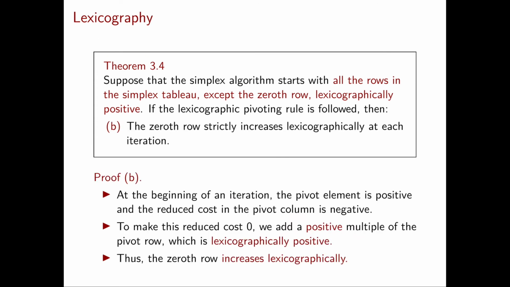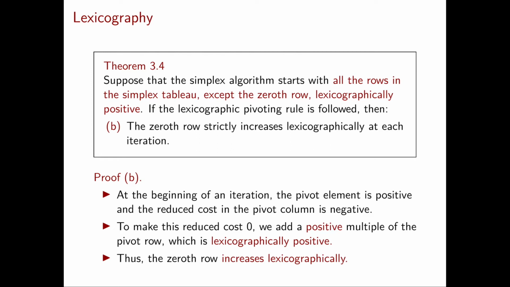So now let's look at point B. In B, we need to show that the 0th row strictly increases lexicographically at each iteration. Note that at the beginning of an iteration, the pivot element is positive and the reduced cost in the pivot column is negative. Now we want to understand what happens to the 0th row after we perform the elementary row operations that transform the reduced cost into a 0.